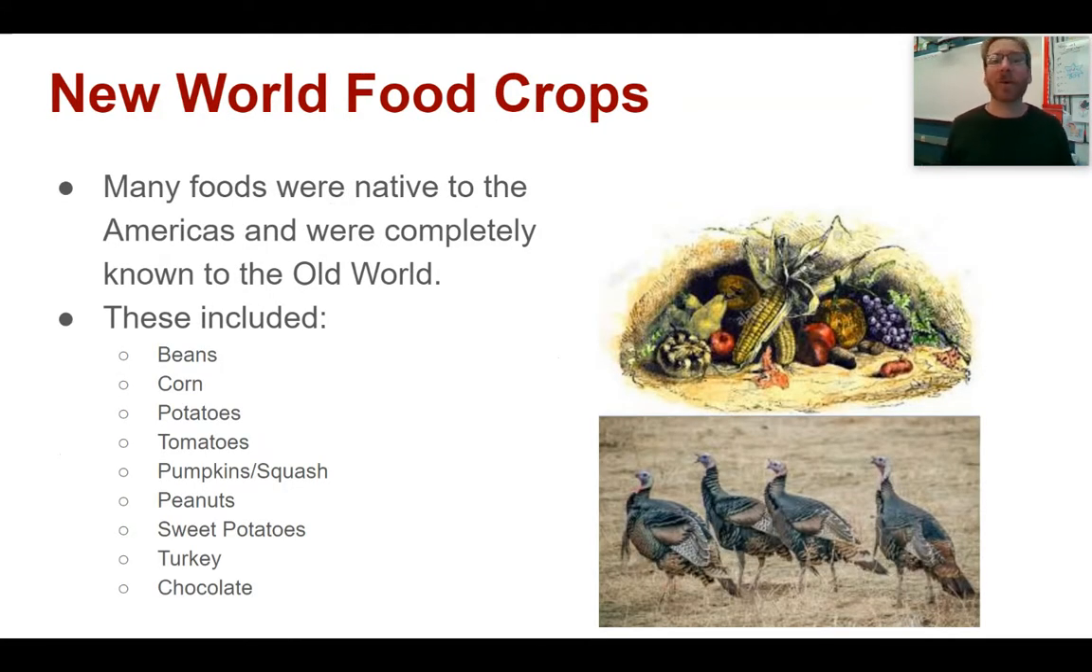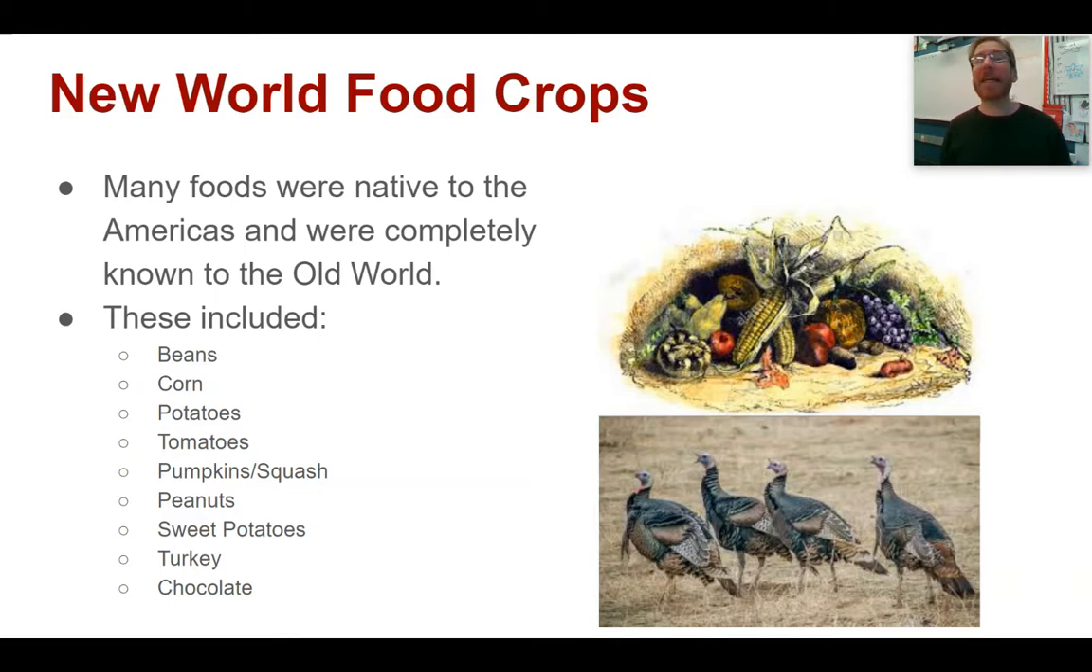One of the most important goods to be exchanged were food crops, plants and animals used for food or the production of food. Now, in the Americas, there were a lot of foods that were native, and the Old World was completely ignorant of them. These are foods that are very well known and used throughout the world today. It includes beans, corn, potatoes. We think of Ireland as being famous for their potatoes, but it was in fact a New World crop.